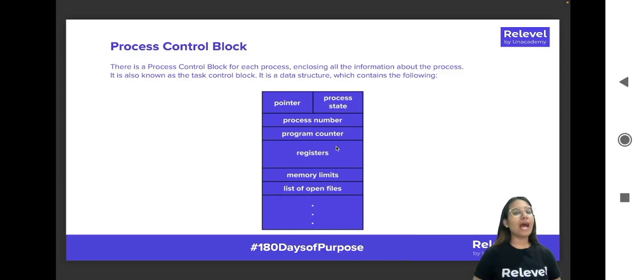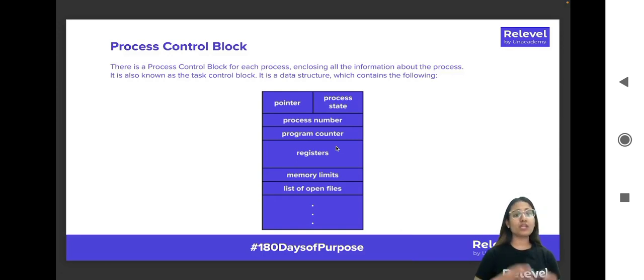Okay, so what happens is whenever you have a process which is created, for each process, we have a process control block. Okay, that basically has all the information about the process. The other name that we use for process control block is task control block. It is a data structure which contains a lot of components along with it.